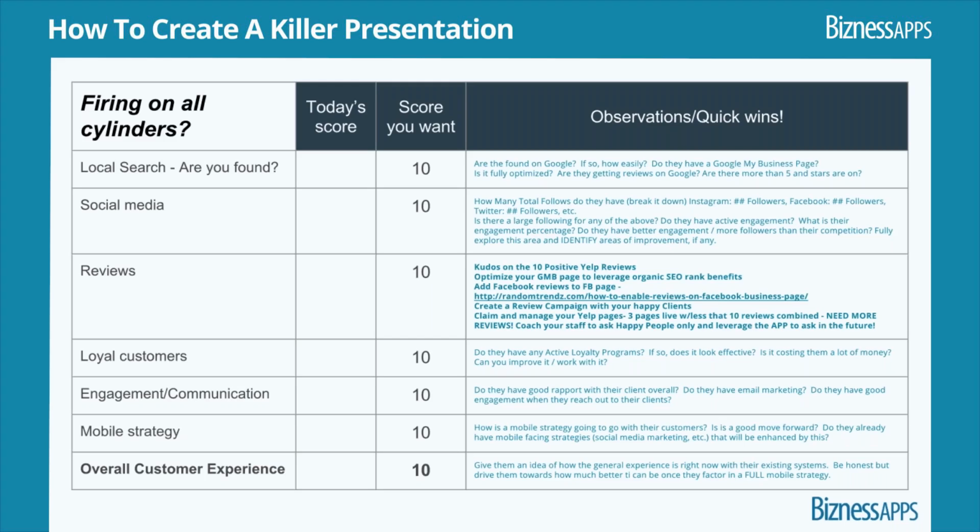For reviews, obviously I left in here what we did for Superfood. We gave them kudos on the positive reviews. We told them to optimize their Google My Business page to leverage that organic SEO rank. We told them how to add reviews to their Facebook page, and we even gave them a link. We talked with them about creating a review campaign for the happy clients and claiming and managing those Yelp pages that we looked at. That way we can get more reviews, because we needed a lot more than that. We also talked about how to coach your staff and how to ask the happy people only to get reviews, not the mad ones, and how to leverage the app to ask that in the future.